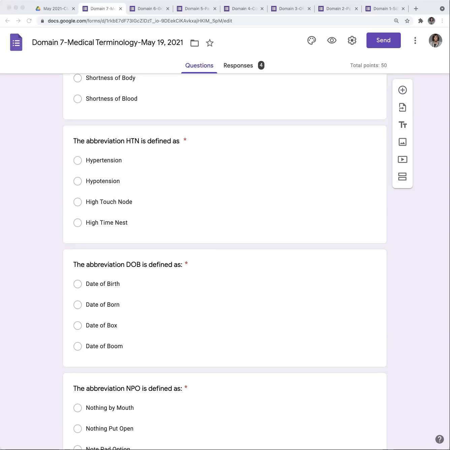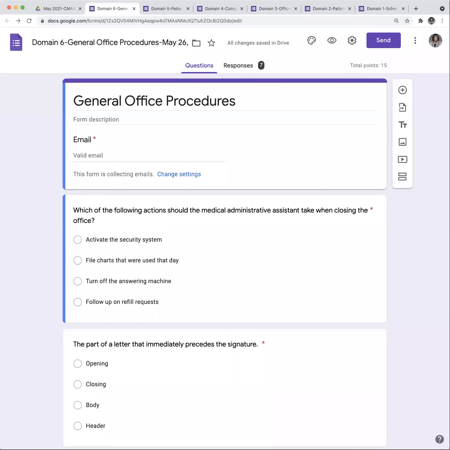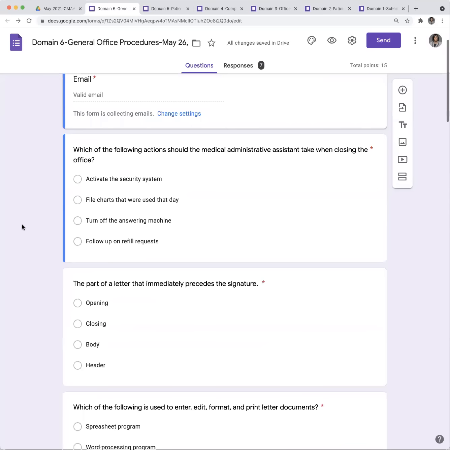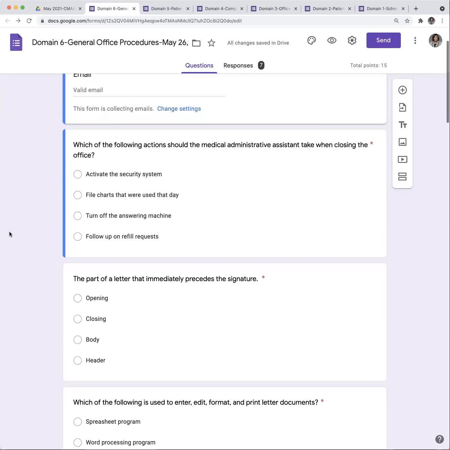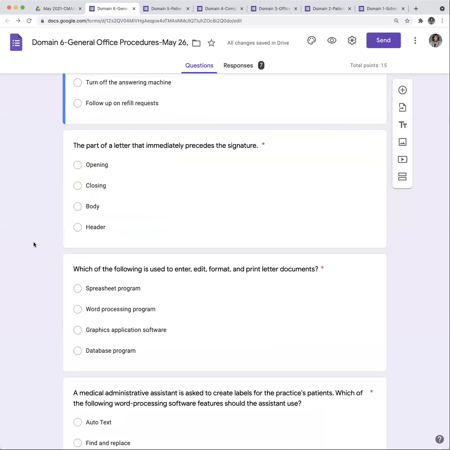So we are going to go to general office procedures. Which of the following actions should the MAA take when closing the office? Activate the security system. This is another question. I know that there's still small practices out there where this probably applies, but you can see that some of the content, you're like, I don't know if they're doing that today. But anyway, the part of the letter that immediately precedes the signature. Closing.